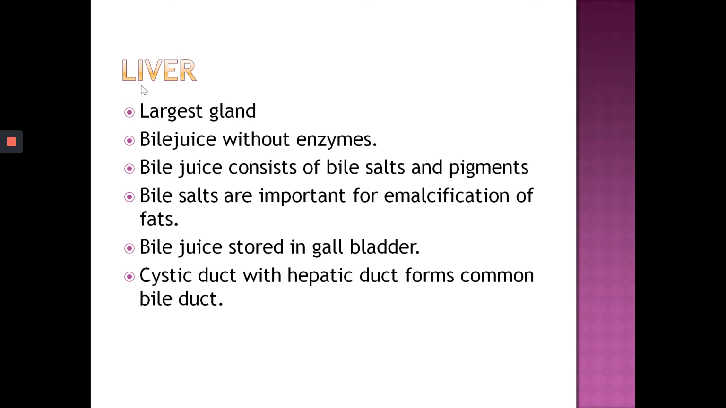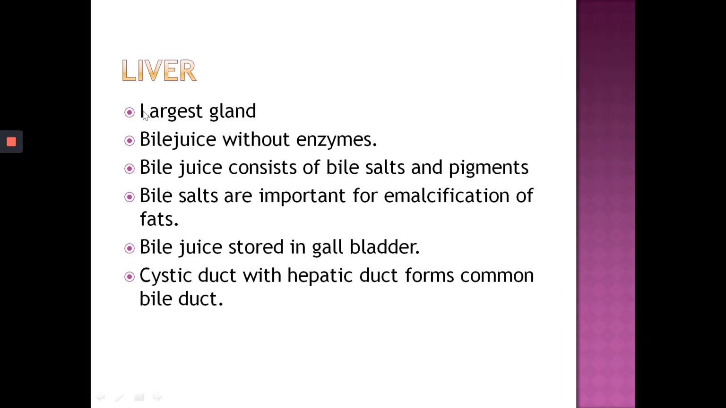Extra-alimentary canal glands. These are outside the gut. They are not present inside the wall of the gut. They are present outside the gut. That's why these two glands, liver and pancreas, are known as extra-alimentary glands.